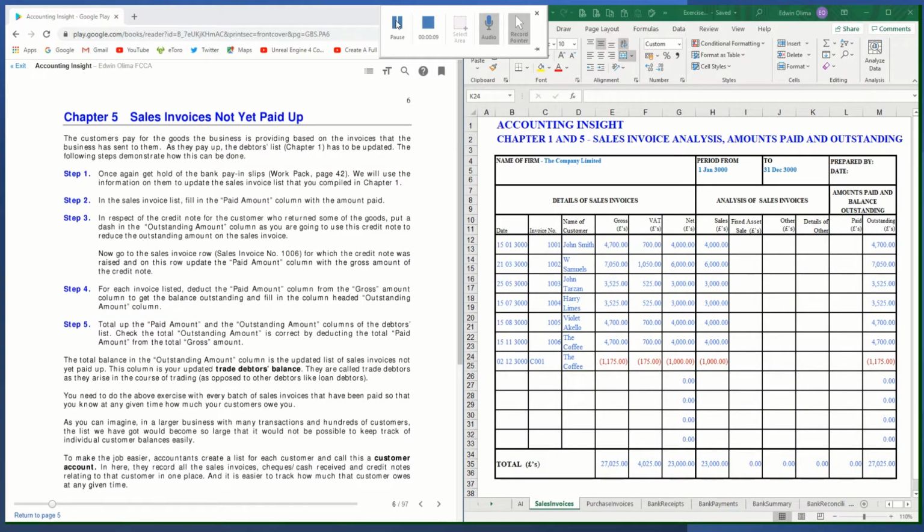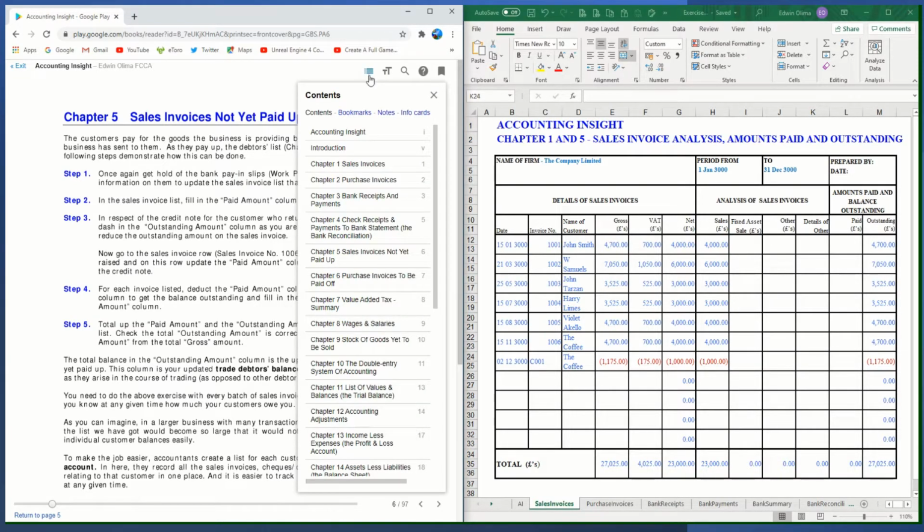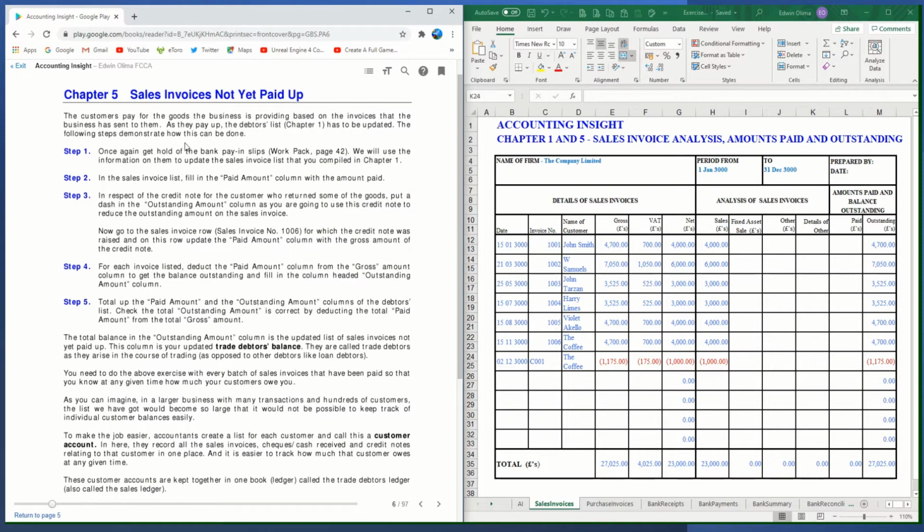Today we are looking at sales invoices not yet paid up. On our book, as per lessons, it's Chapter 5. You can see there from the contents. So today we're going to update our list of debtors, i.e. our customers who have not paid their invoices.